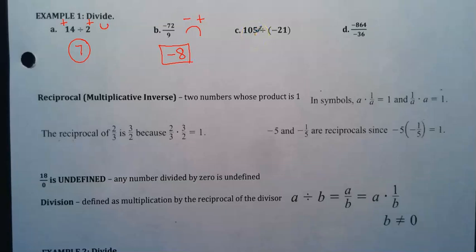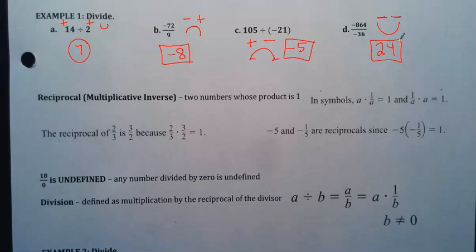105 divided by negative 21. Again, we're just looking at those signs. 105 is positive, divided by a negative 21, which is a negative. Because we have different signs, our answer is going to be negative. So this is a negative 5. Part D, we have negative 864 divided by negative 36. Those are the same sign, so we get a positive answer. 864 divided by 36 is a positive 24.